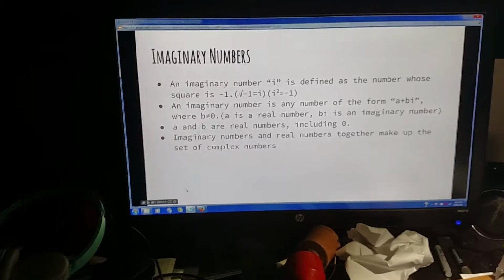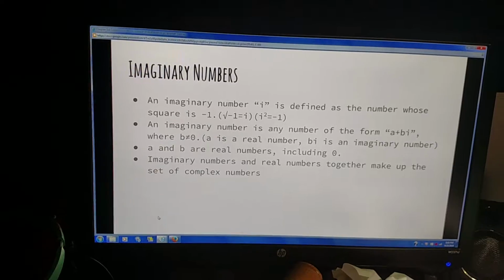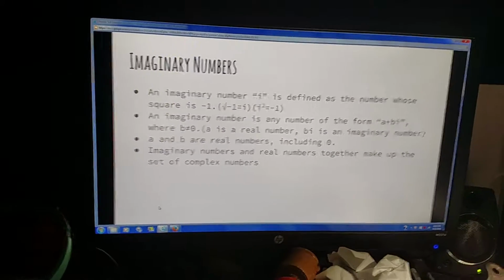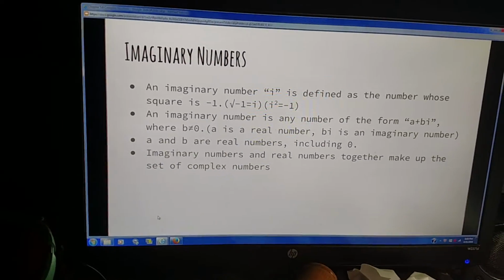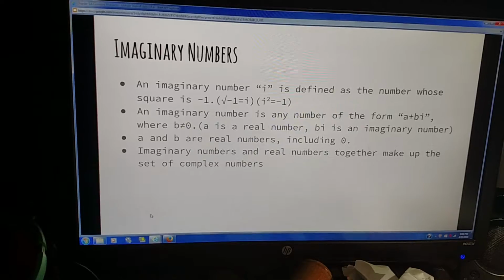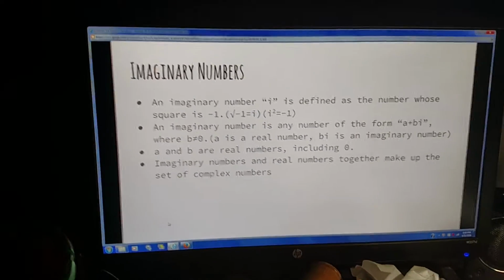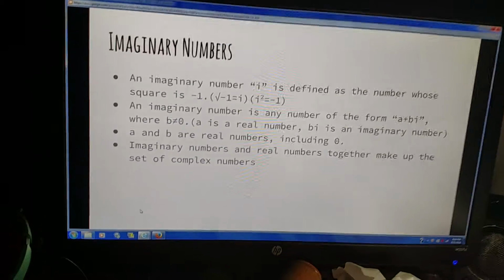Okay, so imaginary numbers. An imaginary number i is defined as a number whose square is -1. So you see, if -1 is underneath the square root, it's instantly an i. And when i is squared, it equals -1. It's pretty self-explanatory.